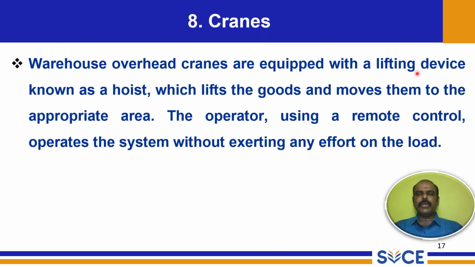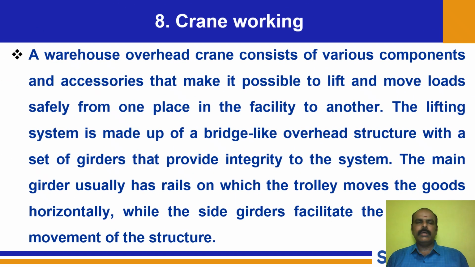Warehouse overhead cranes are equipped with a lifting device known as a hoist. The hook which lifts on the vertical axis is called the hoist, which lifts the goods and moves them to the appropriate area. The operator, using a remote control, operates the system without exerting any force on the load. So the operator is not going to lift everything. He is just going to operate the device and the device is going to take up the load. Something like a remote or a joystick, the operator is going to maneuver the load. He is not going to lift the load.